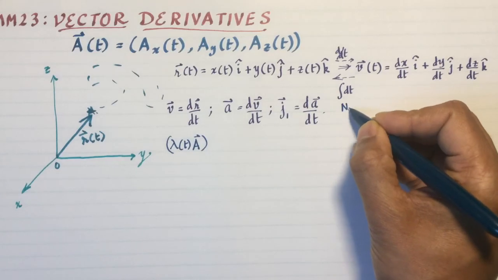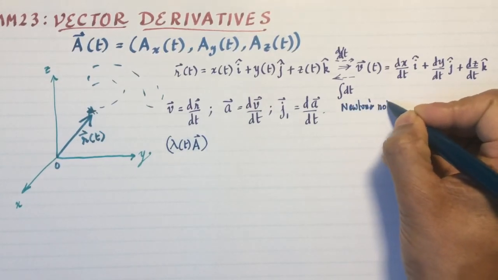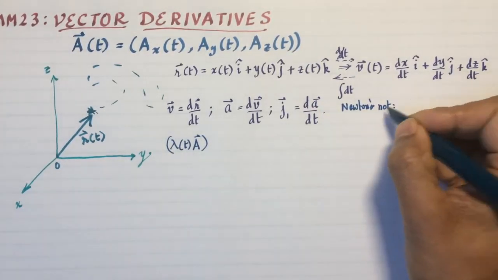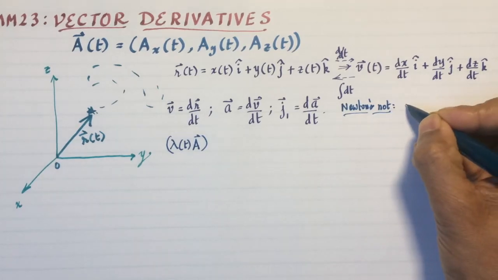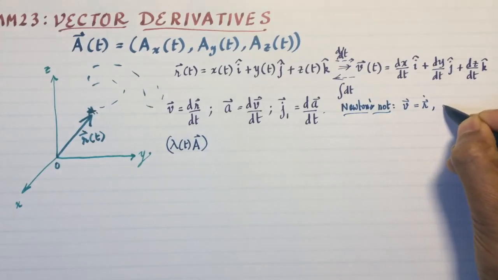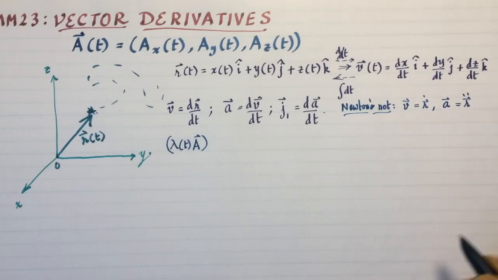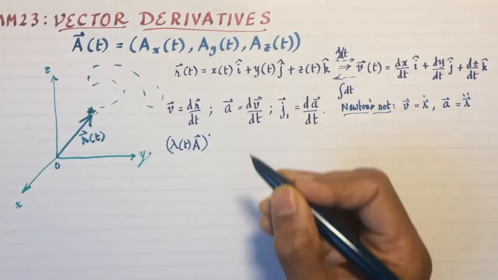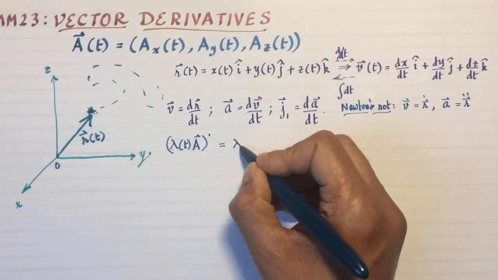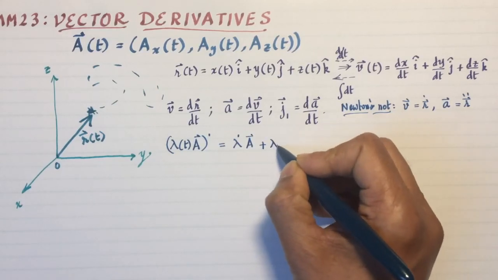Now we're going to use Newton's notation. Newton liked to save paper. So this is called Leibniz's notation, d by dt. But Newton's notation is to indicate time derivative as a dot. So you write v equals r dot, and you will write a equals r double dot. Very compact. So if you want to differentiate this, lambda times a dot is just going to be, by the Leibniz rule, lambda dot times a plus lambda times a dot.